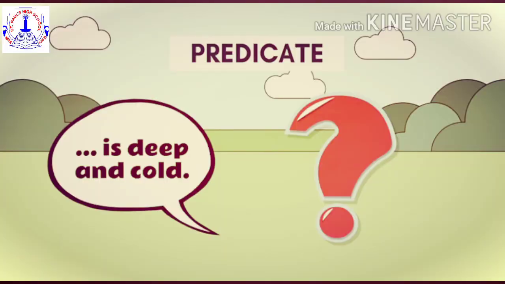Similarly, if you have just the predicate, for example, is deep and cold, you would have no idea who or what is deep and cold. Was the ocean deep and cold? Did the evil witches stare deep and cold? Hence, you need both a subject and the predicate in order to make a complete sentence.